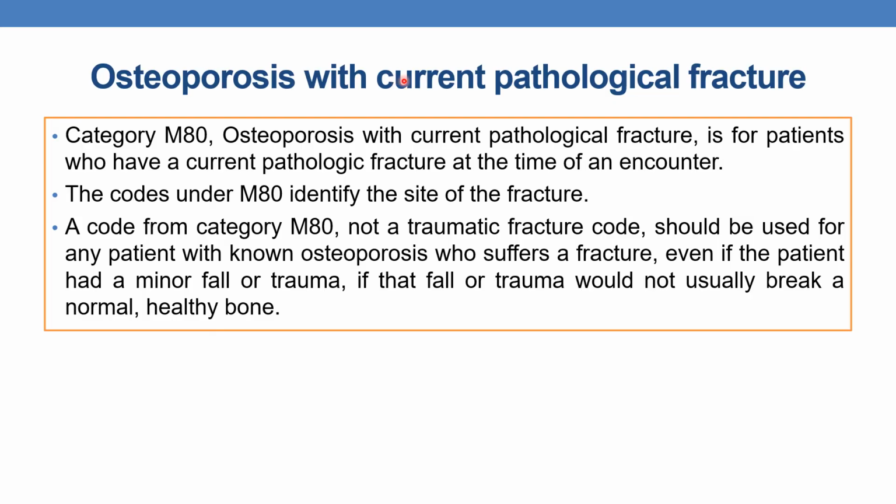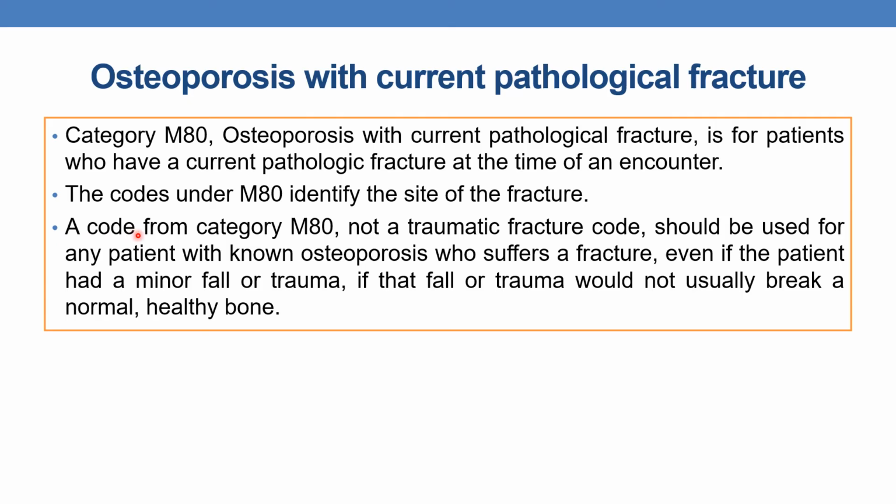Now coming to the guideline, osteoporosis with current pathological fracture. It comes under the category M80. Osteoporosis with current pathological fracture is for patients who have a current pathological fracture at the time of the encounter. And the codes under M80 identify the site of the fracture, not the osteoporosis, as we have discussed earlier. And a code from the category M80, not a traumatic fracture code.